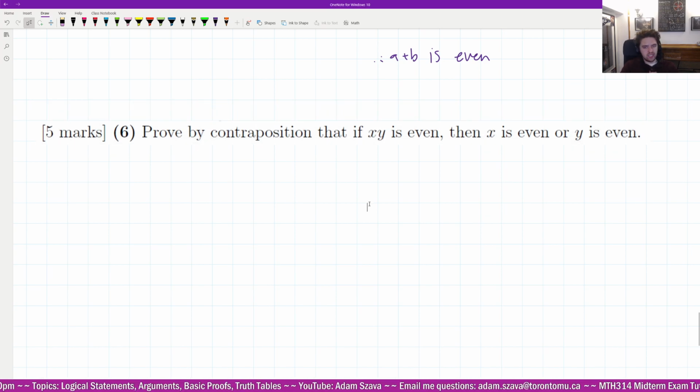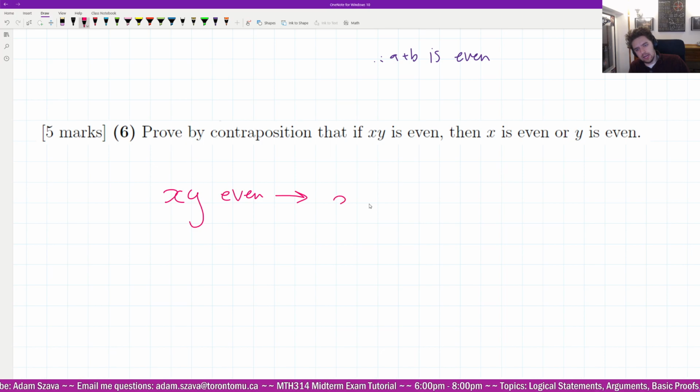Prove by contraposition: if xy is even, then x is even or y is even. So this is just nice to write as an implication. So xy even implies x even or y even.